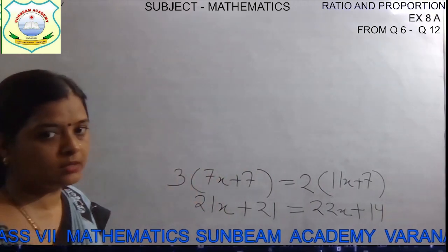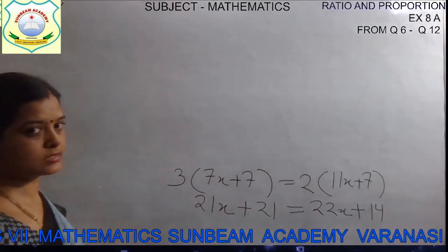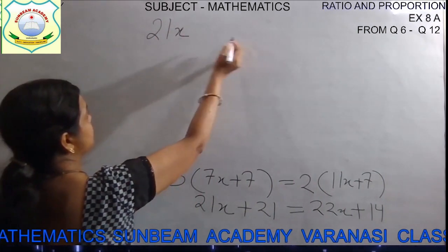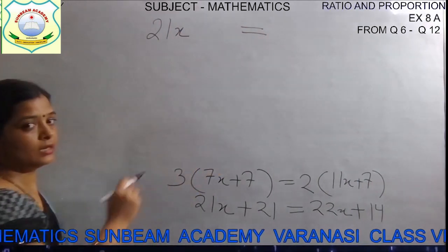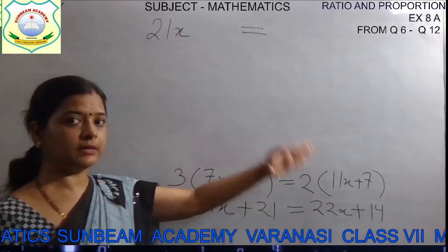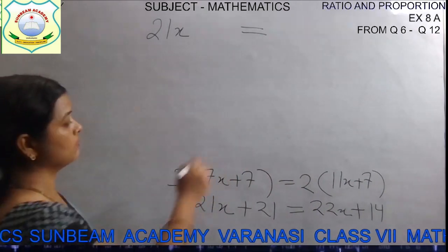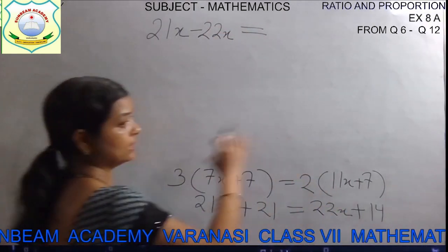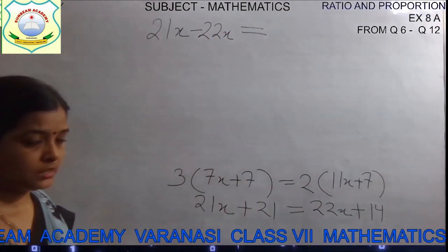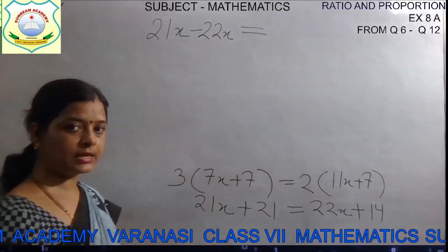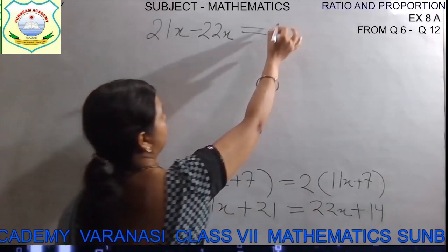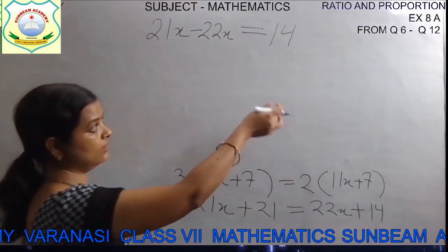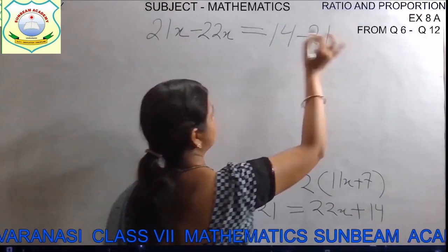Now next step is 21x and 22x. So let's transpose the variable term on one side. 21x is already in LHS. When 22x will transpose to LHS, plus 22x will become minus 22x. Children, we are shifting the whole term. We are transposing the whole term. Now next one is on RHS. Can you see 14 is there? So write down 14. And when 21 will transpose to other side, it will become minus 21.